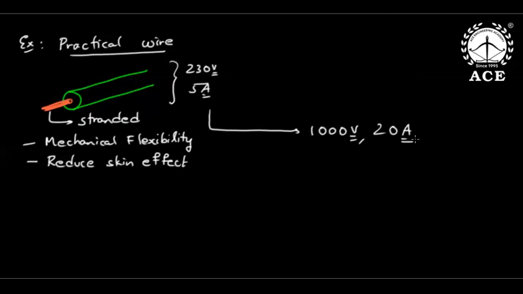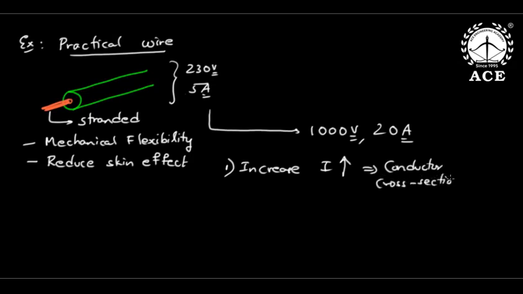Now see, sir, listen to this. First of all, to increase the current rating, the conductor cross-sectional area must increase. Please understand. To increase the current rating, the conductor cross-sectional area must increase.